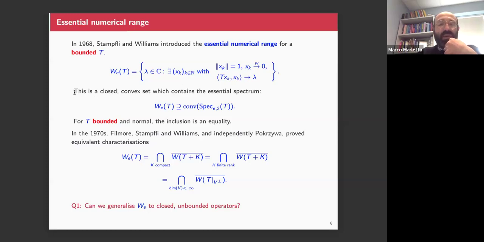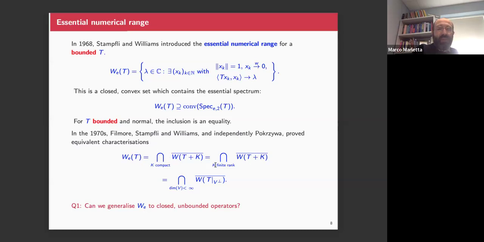So this is a closed convex set, and it contains the convex hull of the essential spectrum. And again, for T bounded and normal, this inclusion becomes an equality, so the essential numerical range is then the convex hull of the essential spectrum. Here are some of the equivalent characterizations for the case of bounded T. You could take the numerical range of T plus K, where K is compact, take its closure, and then intersect over all compact operators K. That would give you the same result.